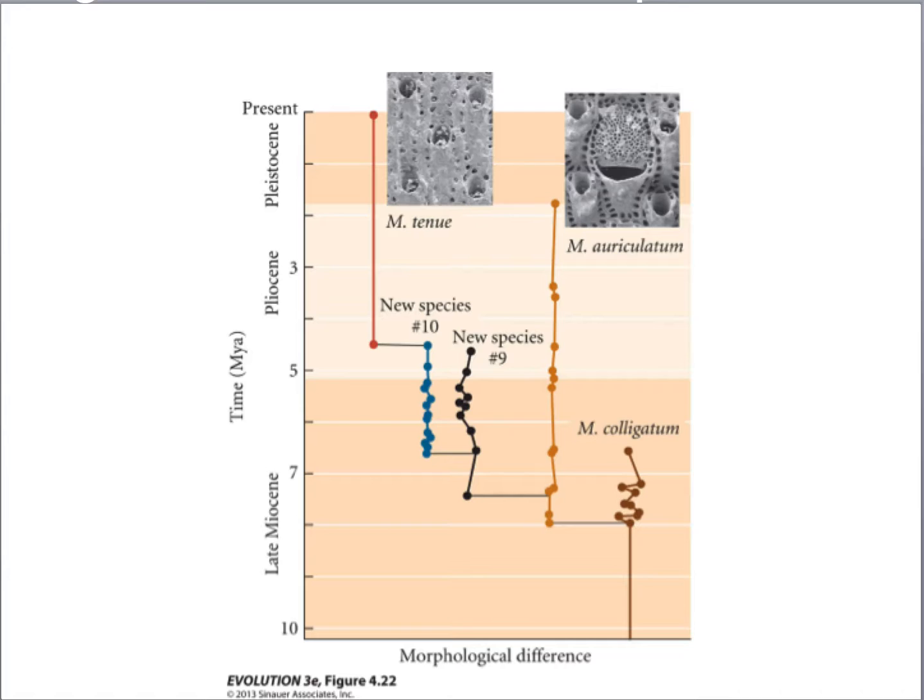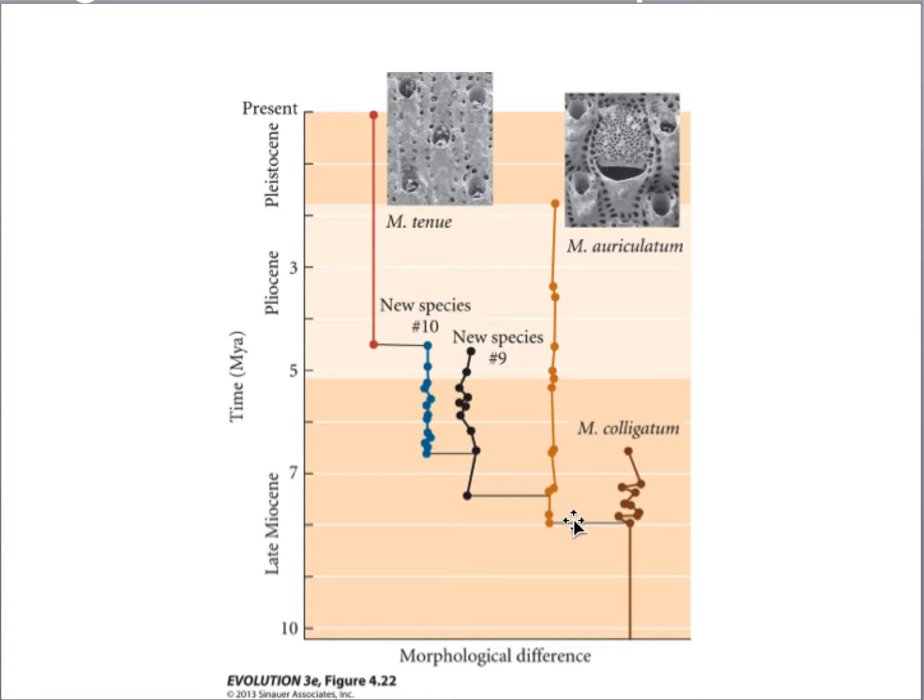Okay, so now I want to give you another example. This one is not going to be gradualism because you can see that we have this branching pattern here, right? So this is morphological change on this x-axis again. So the further apart two lines are means the more different they are in morphology.